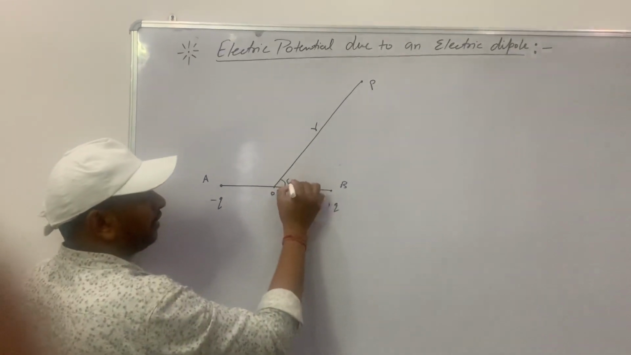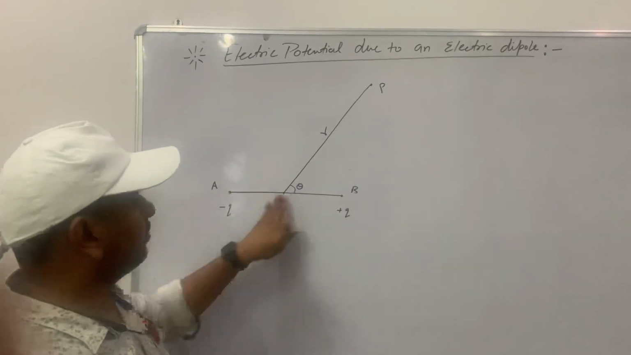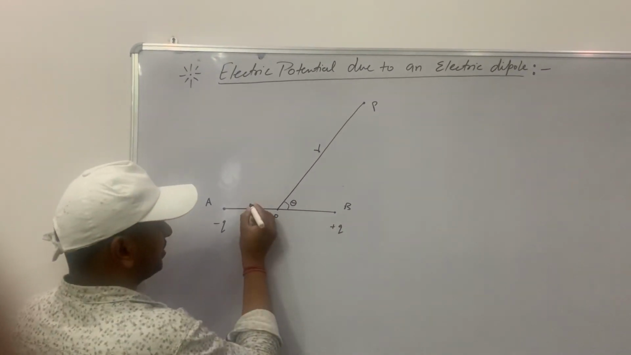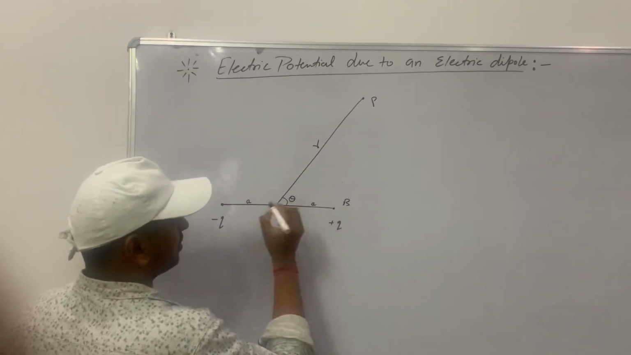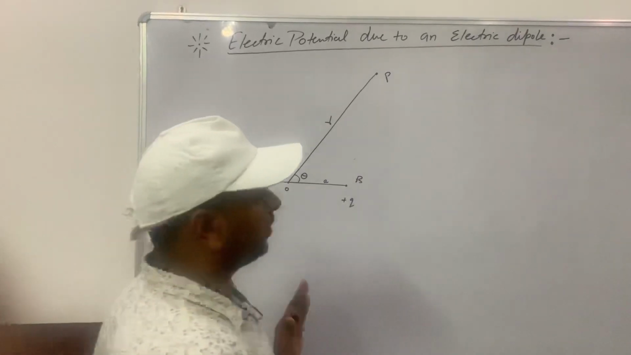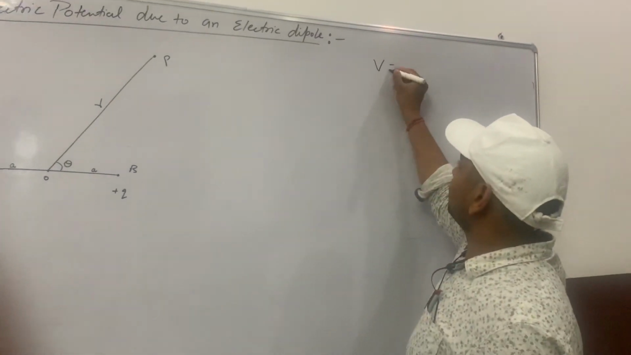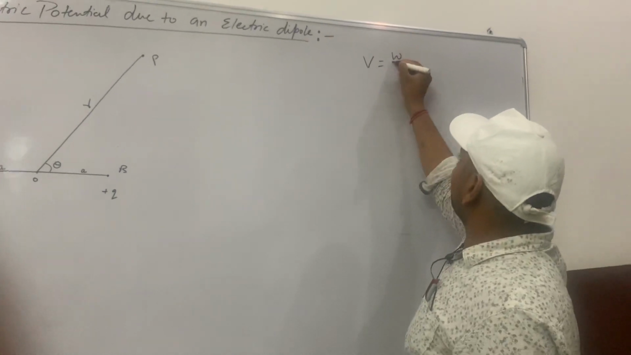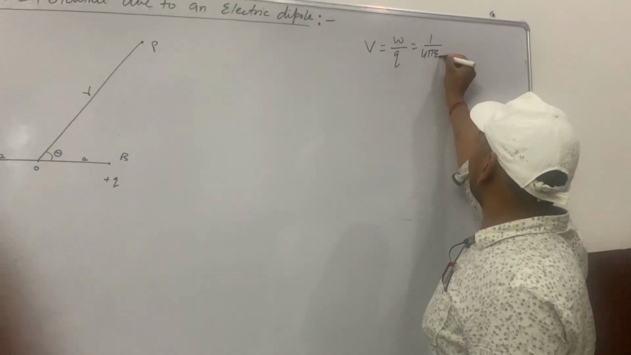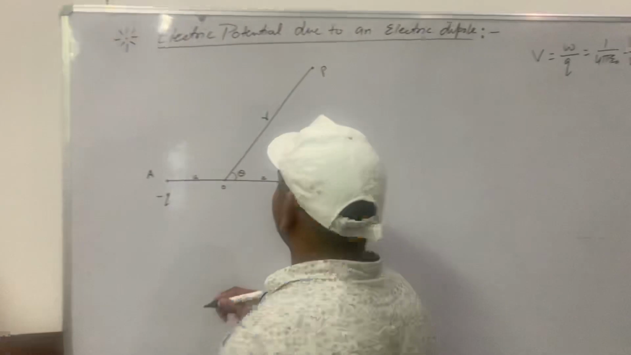Let theta be the angle made by the position vector and electric dipole moment P. This distance is A and this distance is A. The length of the dipole is 2A. And the formula for electric potential is work done per unit charge, equal to 1 over 4 pi epsilon naught q over r.